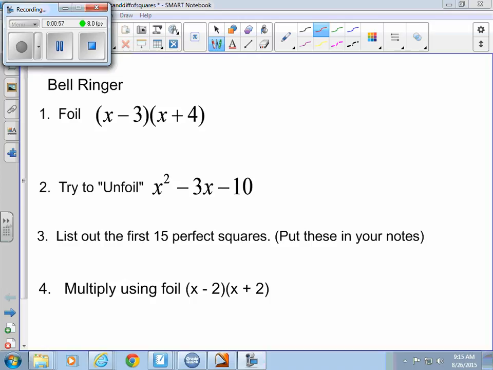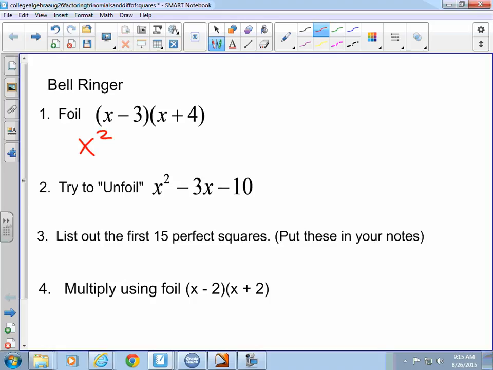So I get x times x, which is x squared, 4 times x, which is 4x, negative 3 times x, which is negative 3x, and negative 3 times 4, which is negative 12. That does simplify a little bit because I can combine my terms. The 4x and the negative 3x gives you just x.